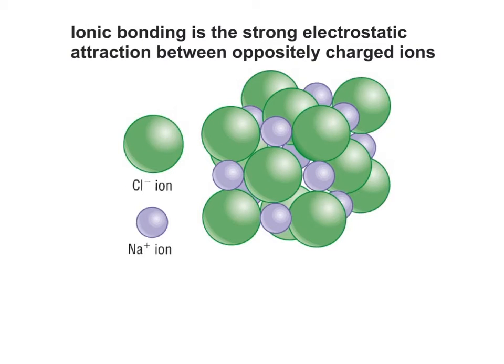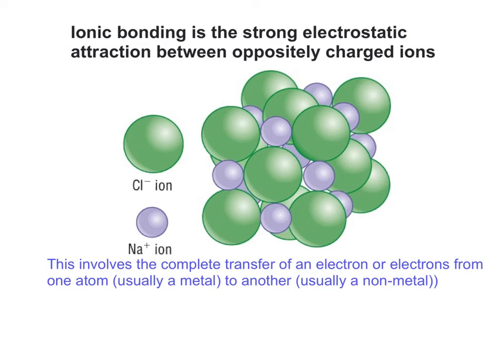So when the electrostatic attraction takes place between oppositely charged ions, we call this ionic bonding. So the important difference here is obviously we're not talking about sharing electrons. You actually end up getting an electron transferred completely from one atom to another. The atoms that lose electrons tend to be metals, and the atoms that gain electrons tend to be non-metals.